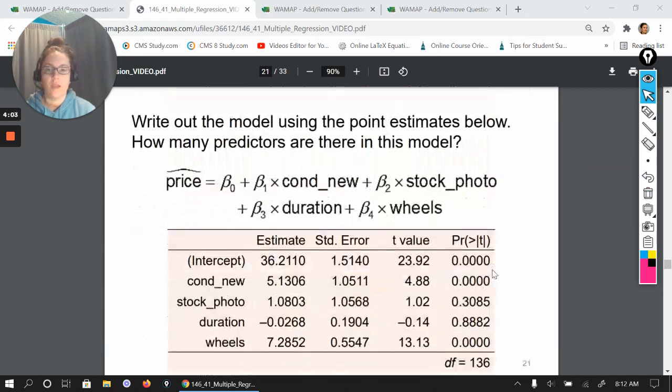Here's example 3. Write out the model using the point estimates below. How many predictors are there in this model? So again, we wrote that out on the previous slide, but we'll do it again here. So 36.21 is beta naught, 5.13 is beta 1, 1.08 is beta 2, negative 0.03 is beta 3, and 7.29 is beta 4. There are 4 explanatory variables in this model.